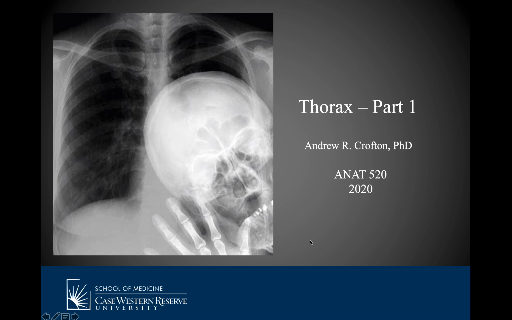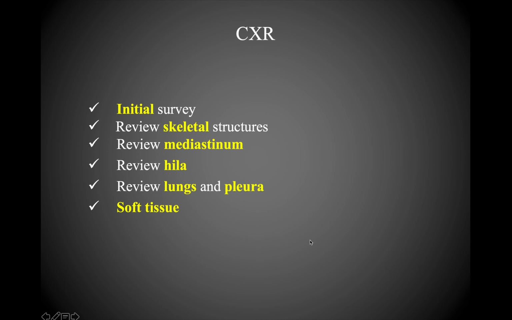Okay, this is going to be the introduction to the thorax. So with any chest x-ray, you want to start with an initial survey, and primarily you're going to be looking for just general patterns of what you see, look for foreign bodies, etc. And then you want to walk through a relatively standardized process. It doesn't really matter what order you go in, but you want to consider each one of these elements at some time when you're looking at the chest x-ray.